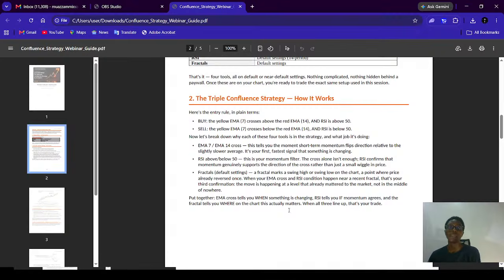So when the EMA 7 crosses above the EMA 14 and is going in an upward direction, that is the number one signal. The number two signal is that RSI is above 50, which means that the buyers are overwhelming the sellers, and that the market is going up, or is in a bullish mode, because the buyers are stronger than the sellers.